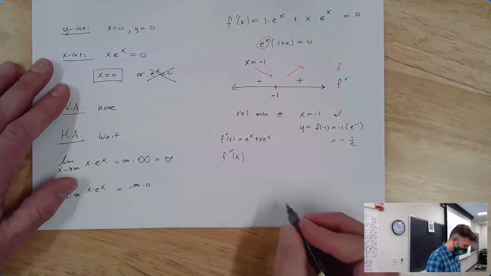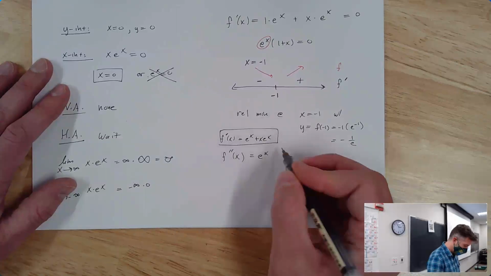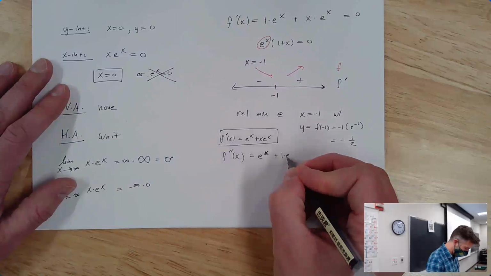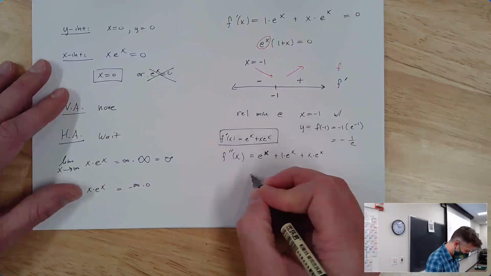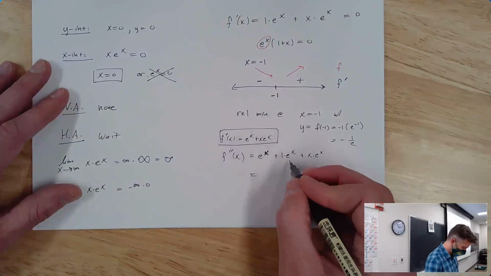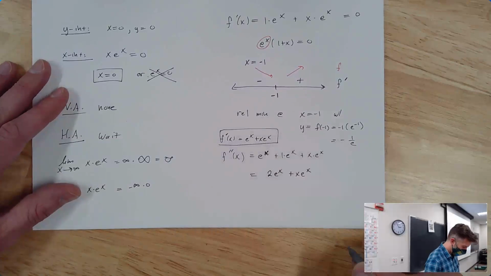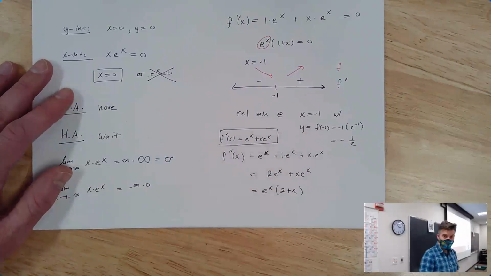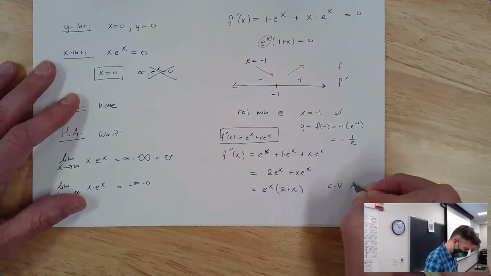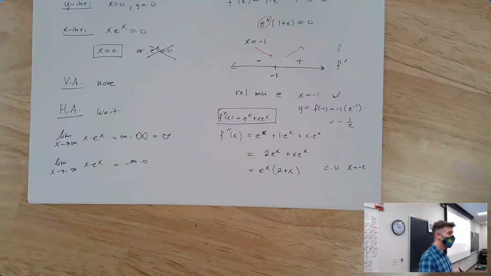And my second derivative is going to be: derivative of e to the x is e to the x. And then I'm going to use the product rule again. I'm going to get 1 times e to the x plus x times e to the x. So my second derivative is e to the x plus e to the x, which is 2e to the x, plus x e to the x. And I'm going to factor out e to the x. So here my critical value is x equal to -2. We might have an inflection point there. We might not.